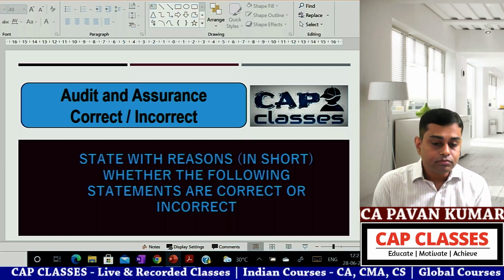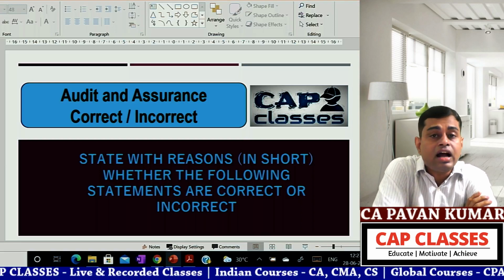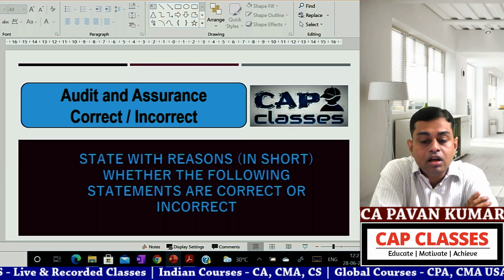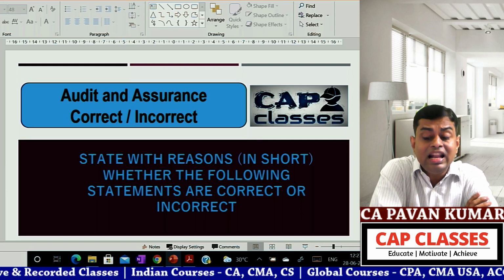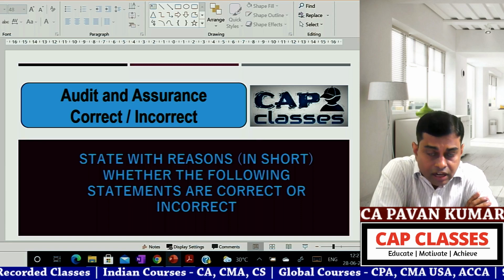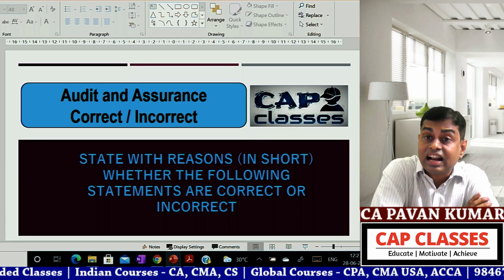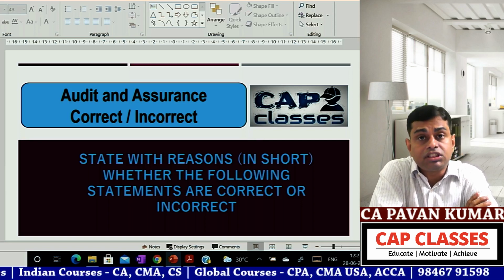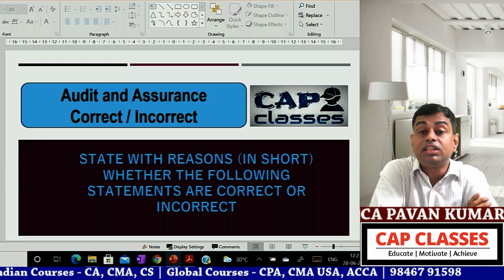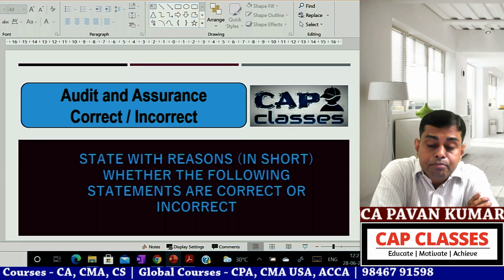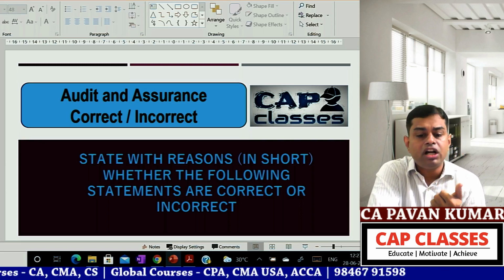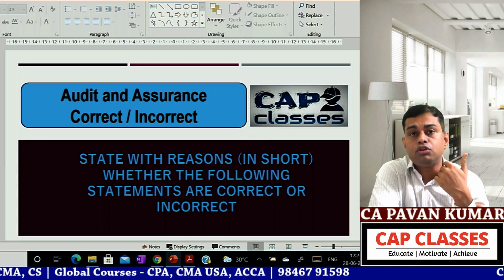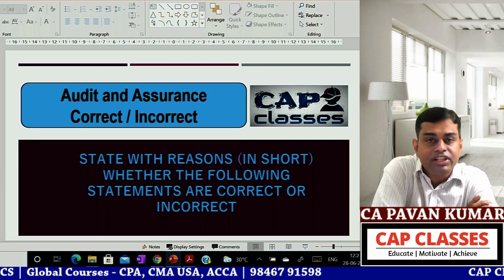So today, on the request of many students, I started revising this auditing and assurance subject. First I am taking the latest RTP, May 2021, and in that they have given correct, incorrect statements. As you know, MCQs, multiple choice questions, this objective type will come for 30% of marks. It is very important to have, one, conceptual knowledge, and two, you need to practice a lot of questions. You call it MCQs, you call it correct, incorrect statements. So these kinds of things we need to do.